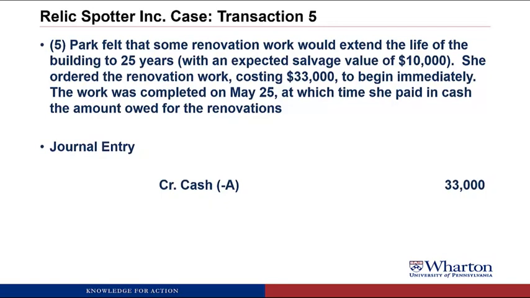What did we get for this cash? Well, we added to the building, and so we're going to debit building for $33,000 to increase the balance in the building account. Remember, we make assets go up through debits.